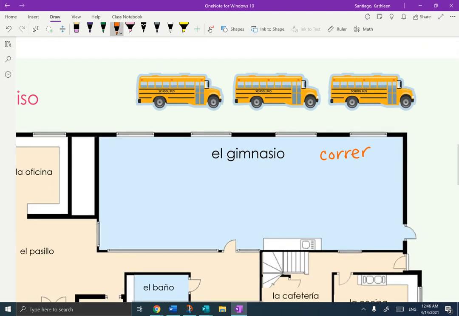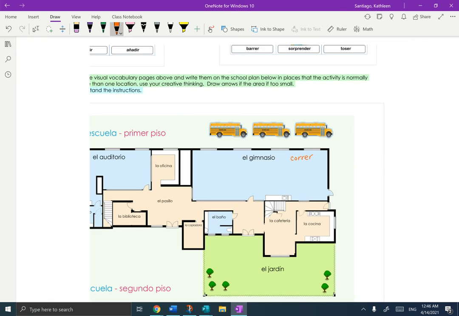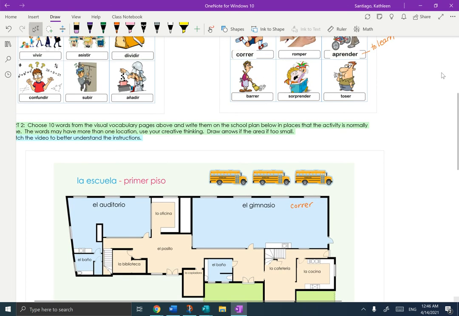One done. Eight more to go. I'm sorry, nine more to go. So I just did one. I'm just going to put a little dot next to that or maybe a check mark because I used that one. You can use any 10 words.